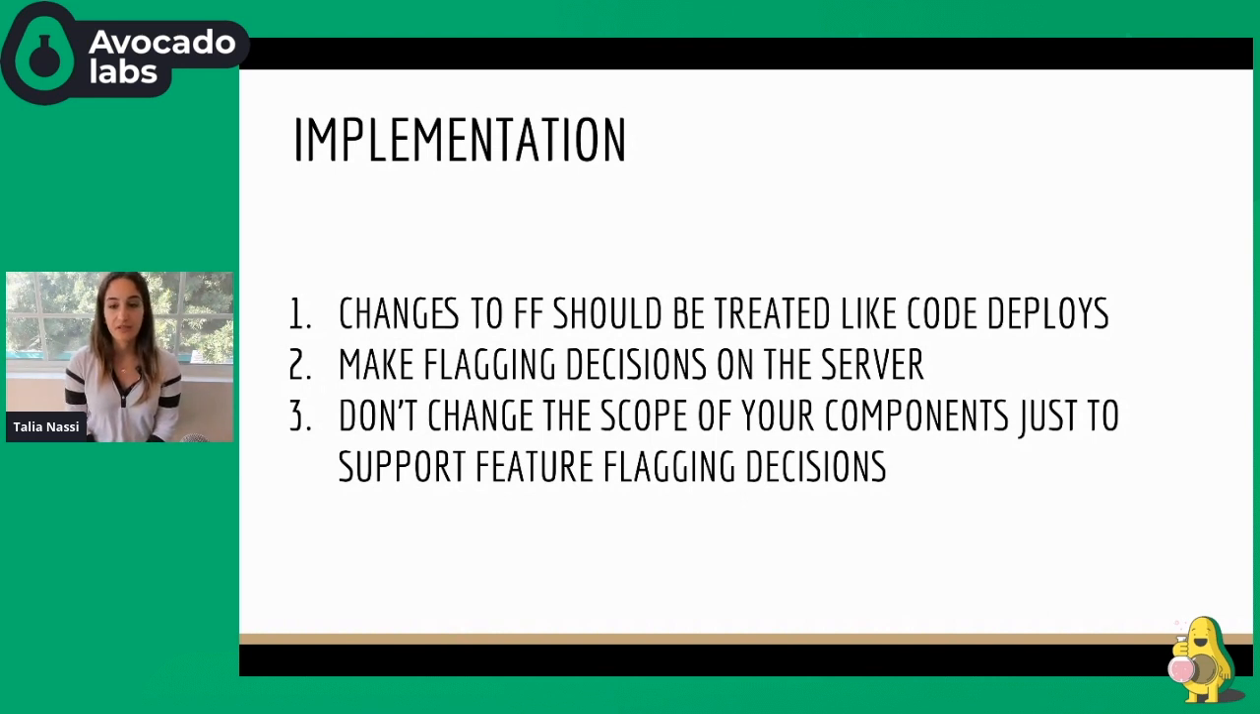And then you want to keep your decisions on the server, because it helps you reduce the challenges of cache invalidation, and keeping your decisions on the server helps to reduce the complexity of the feature flagging system. So those are the recommendations for making your decisions on the server side. And then you also don't want to change the scope of your components just to support feature flagging decisions. Your flagging decisions should be encapsulated as much as possible while making your flagging decisions as close to the logic as you can. So you don't need every part of your code base to be aware of every component, right?